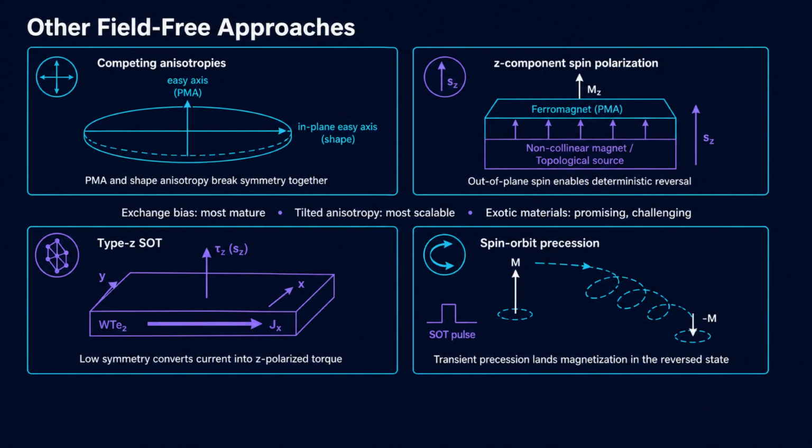Several other field-free approaches exist. Competing anisotropies combine perpendicular and in-plane shape anisotropy. Novel materials like tungsten ditelluride can generate out-of-plane spin polarization directly. Type-Z SOT from low-symmetry crystals breaks symmetry intrinsically. Spin-orbit precession switching uses transient dynamics. Exchange bias remains most mature, while novel materials show exciting potential.